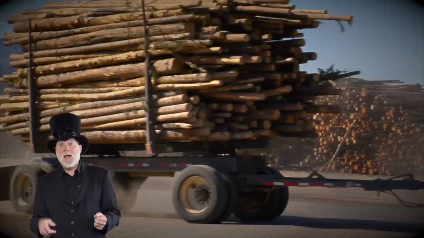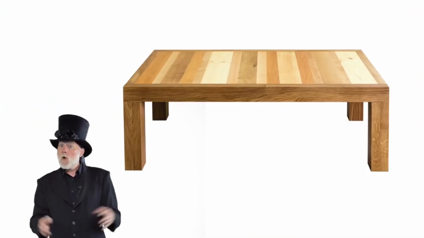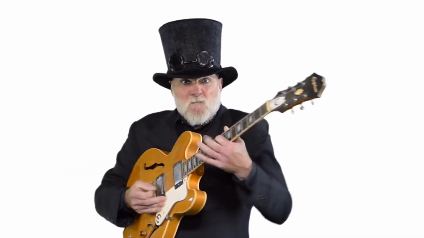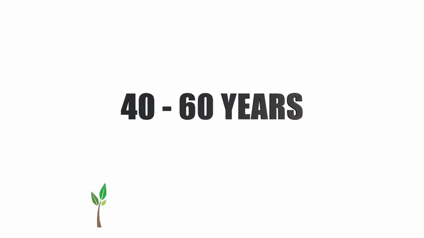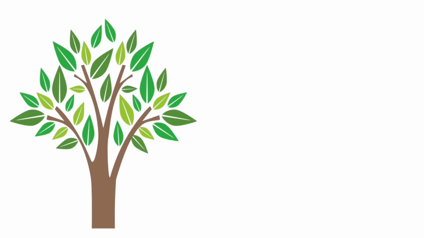We can cut trees down for lumber to build houses or furniture, or even use the wood to make something like this. Awesome guitar. In place of the tree we cut down, we plant a seedling, and in 40 to 60 years, there's a full-grown tree to take its place.